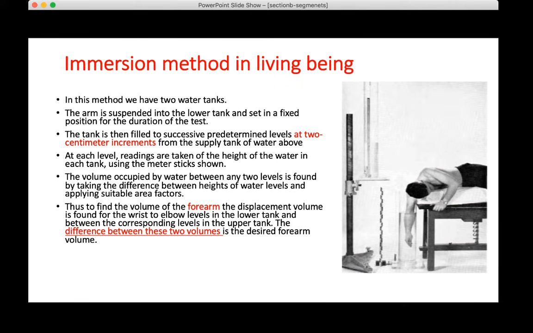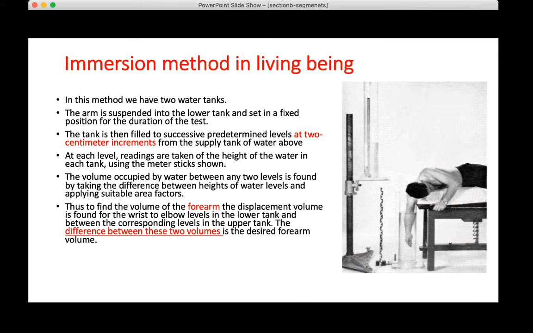So how did they do it? The arm is suspended over the lower tank. First of all, there are two tanks in this apparatus. One tank is mounted above, from which the water will come. They know the exact volume. Before starting the experiment they knew how much volume it contains.